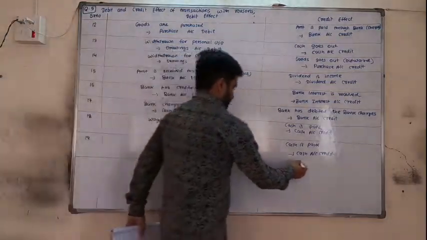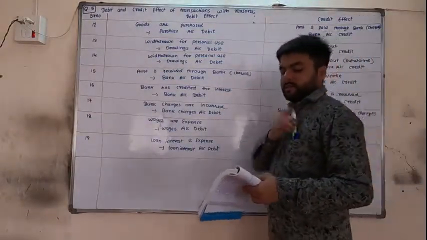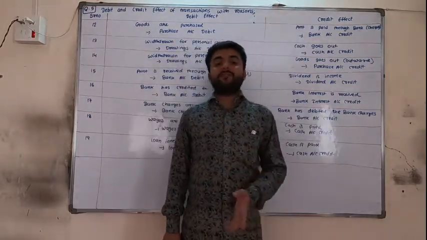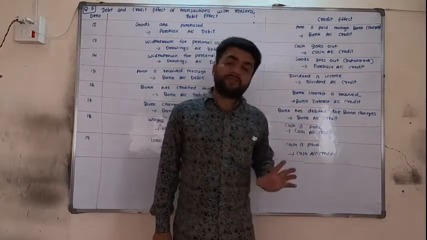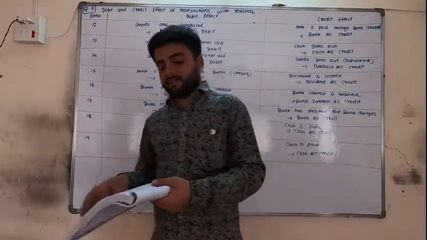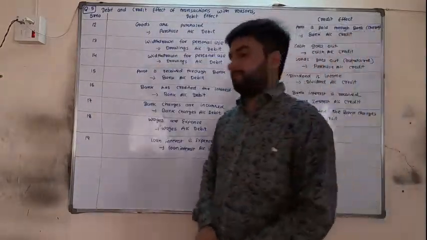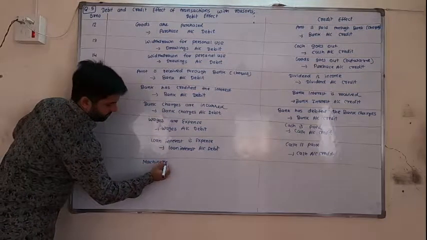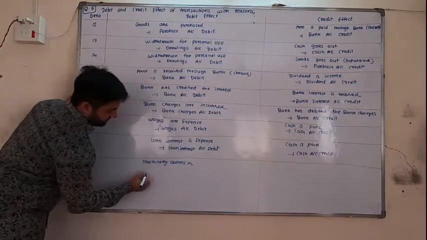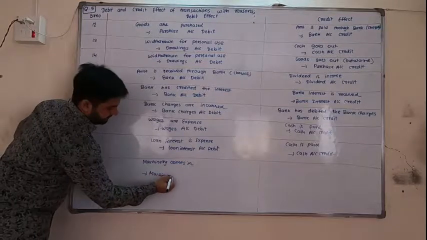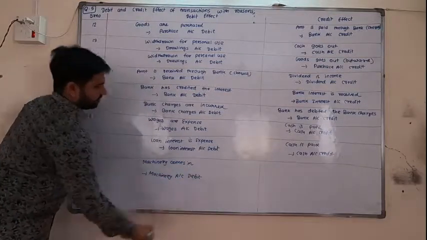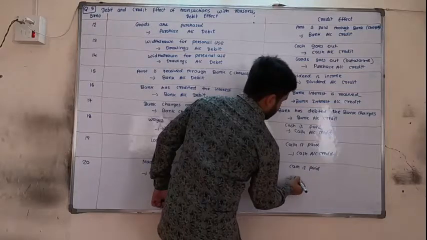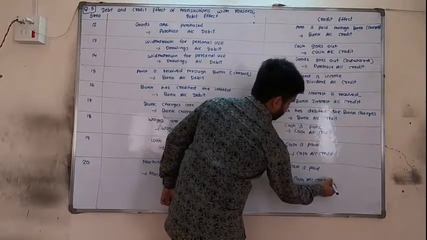Now the last transaction. What is the last transaction? Machine is purchased. Now this is not purchase, this is purchase of an asset. So don't write purchase account. Instead, we are purchasing the asset, so machine account debit. Now nothing is given, so cash is paid, so cash account credit. Okay. Machinery comes in. Machinery account debit. Cash is paid. Cash account credit.